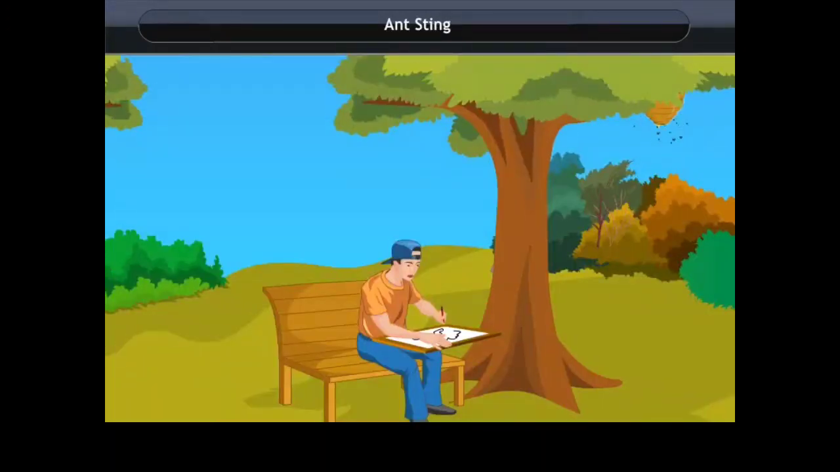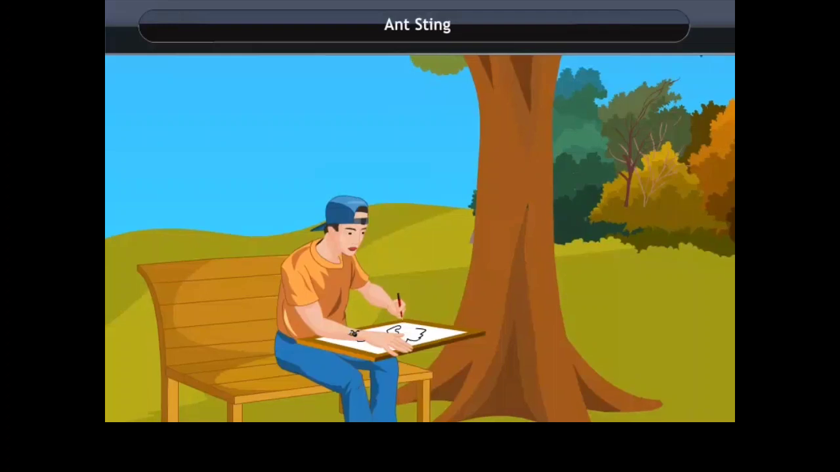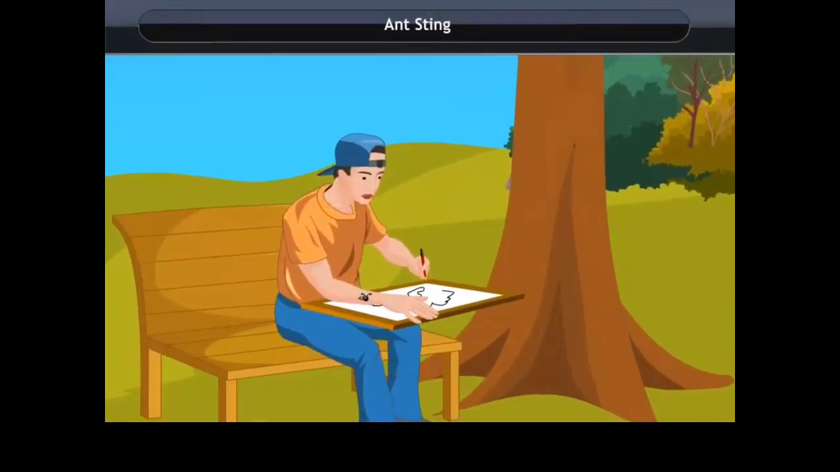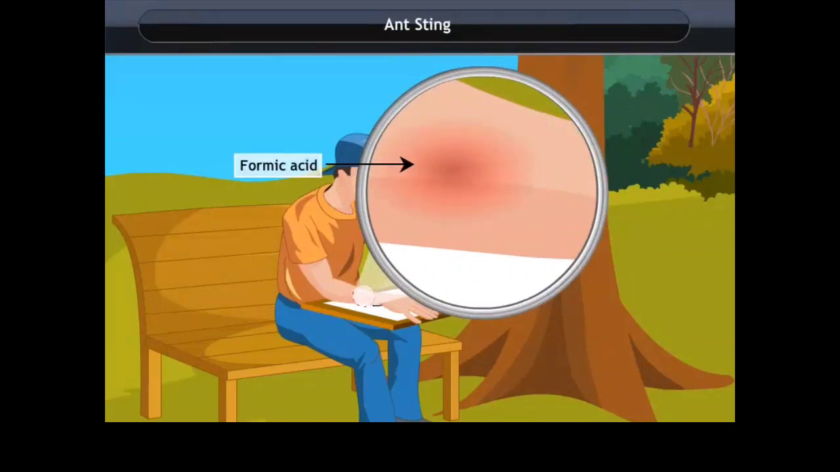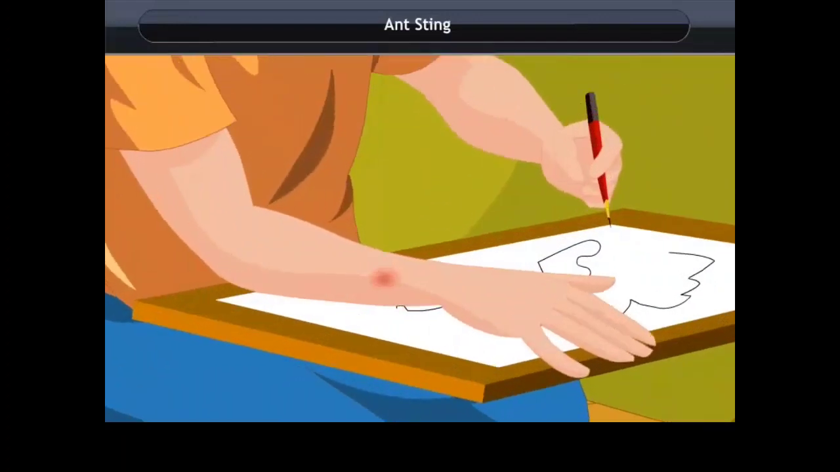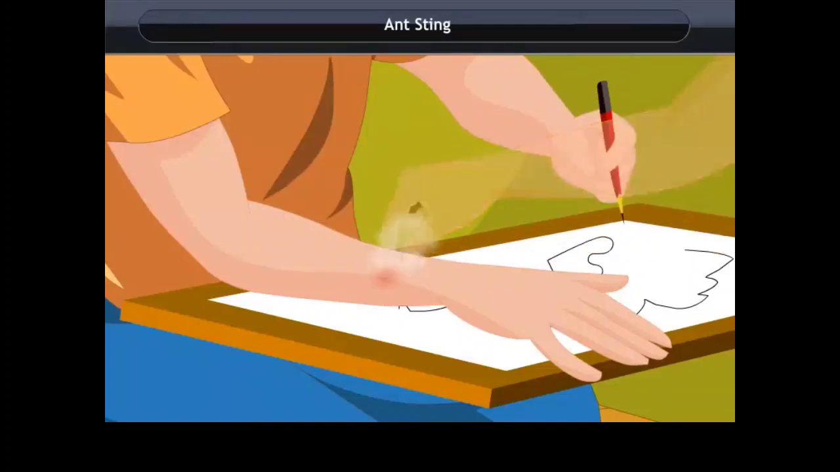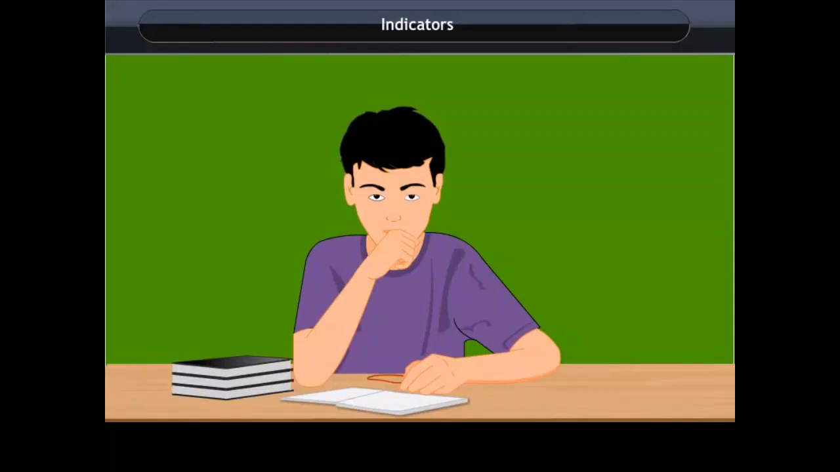Ant sting. In our everyday life, we observe many examples of neutralization reactions. For example, a honeybee's sting causes pain and irritation, as it contains formic acid. Similarly, when an ant bites, it injects formic acid into the skin, which causes pain and irritation. To neutralize the effect of formic acid, baking soda or sodium hydrogen carbonate or zinc carbonate can be applied on the skin for relief.